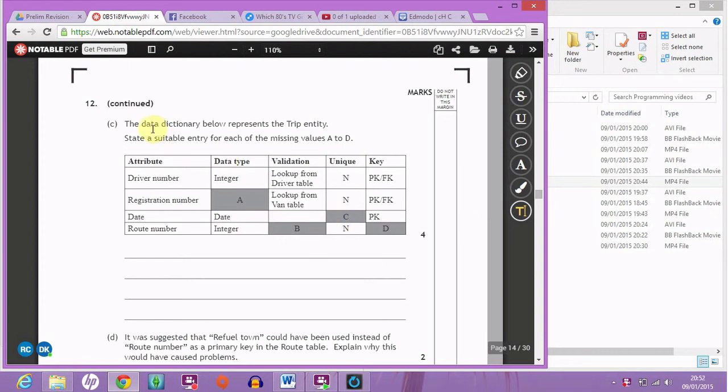Right, what we're going to look at now is how to answer the data dictionary style questions. The data dictionary questions are not that hard from what you did at National 5, they're not that different at all. So, you've got your attribute column, your data type, validation, whether it's unique or not, and what kind of key it is.